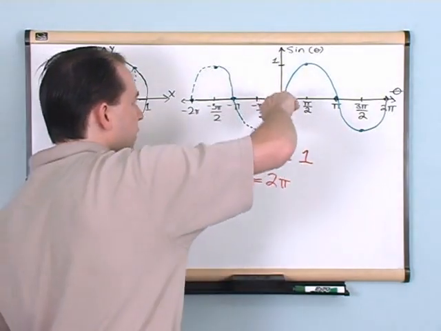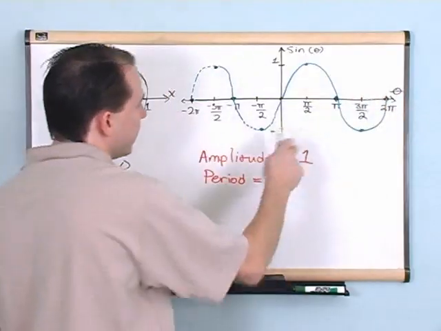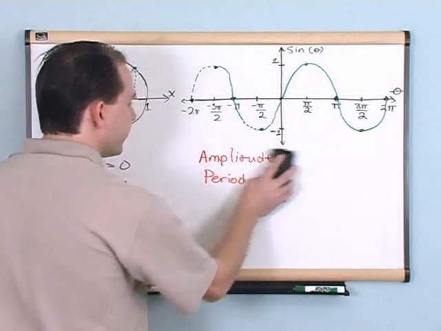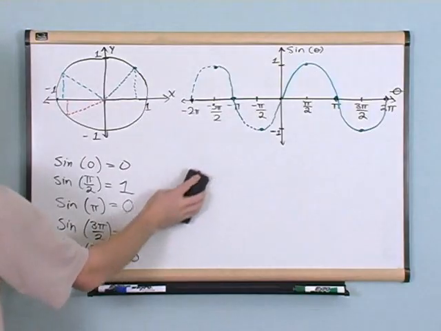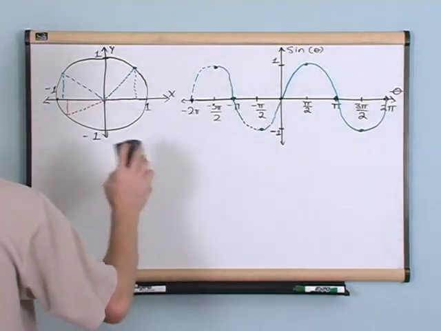If I had something that repeated itself a whole great many times here, then the period would be different. But those are just some basic definitions for you. Okay, I'm going to erase this for now, but I'm going to leave the sine plot on the board because I'm going to use it in a moment to explain some things.